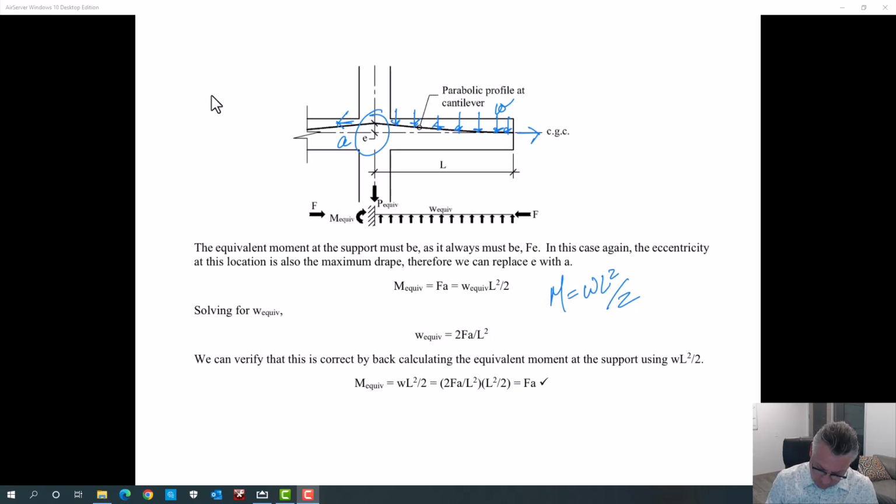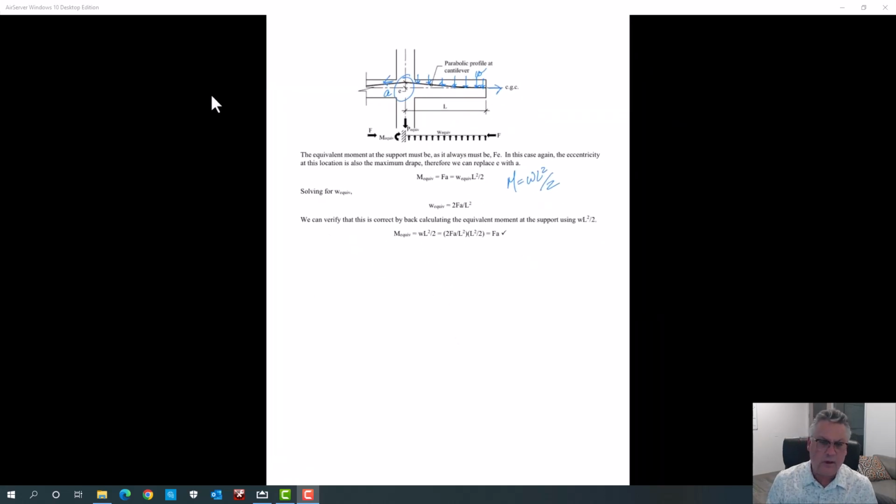And then of course when we take this equivalent load, now it's a load that's not really there, but it's a load that's going to give us the equivalent answer, and we put that load, WL squared over 2, and we get F times A. So, voila, nothing up my sleeve. That's how cantilevers work. So we've looked at point loads, we looked at linear tendon profiles, those give point loads.